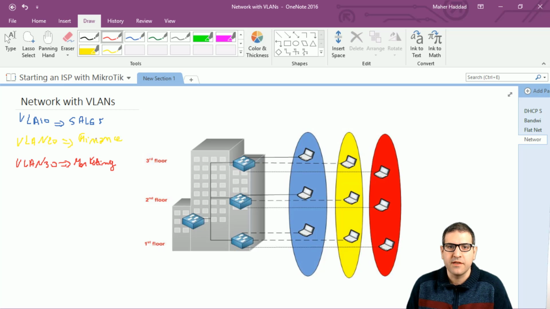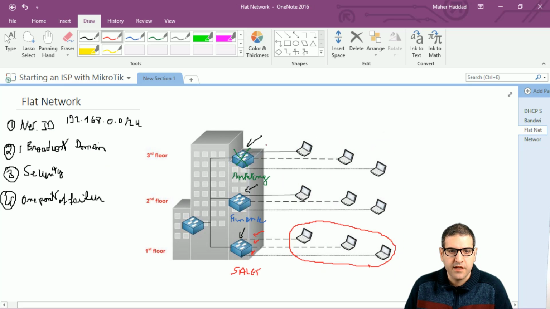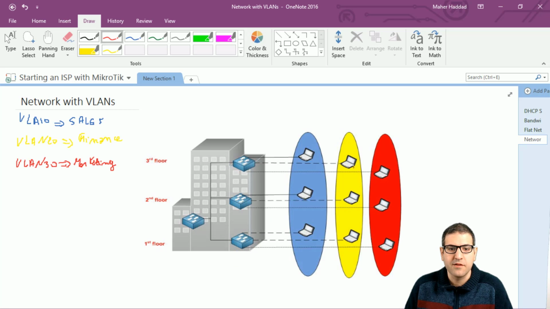The VLAN is a virtual local area network, so it is something virtual. Physically, the same computers are still connected as in the previous case. If we go to the previous slide, we see 1, 2, 3 PCs connected to this switch, 1, 2, 3 PCs to this switch, 1, 2, 3 PCs to this switch. In this case also, we have 1, 2, 3 PCs connected to this switch and so forth. So all the switches are still physically connected as they are, but virtually we are creating VLANs.